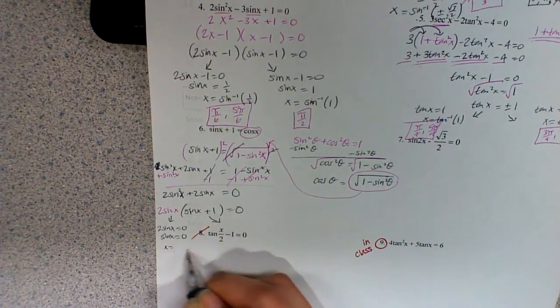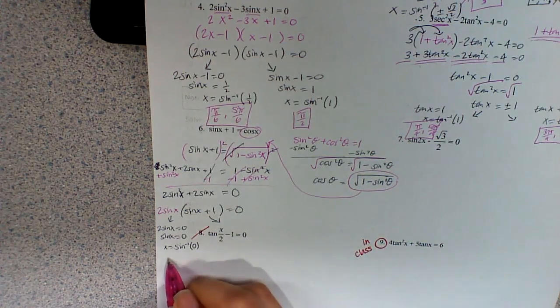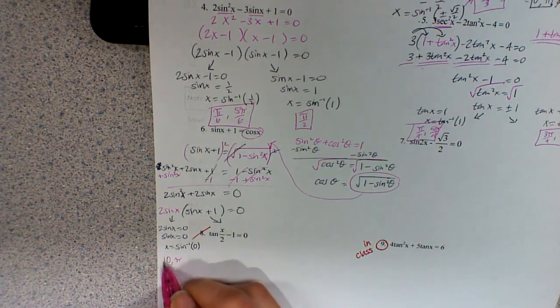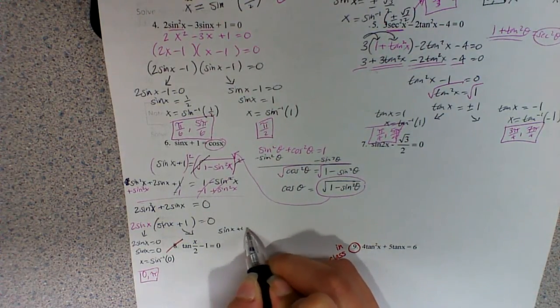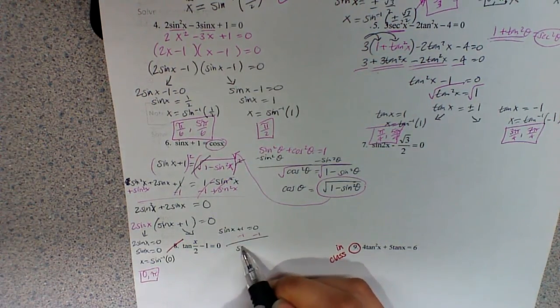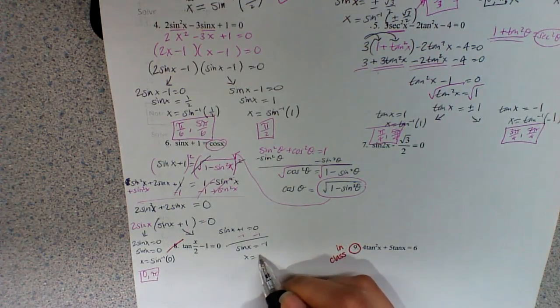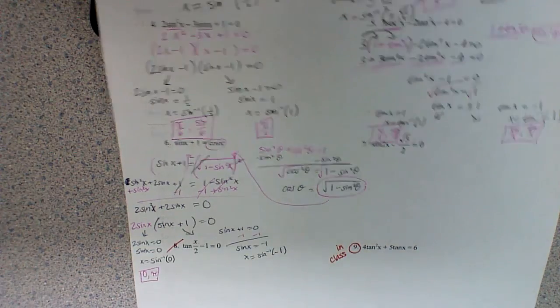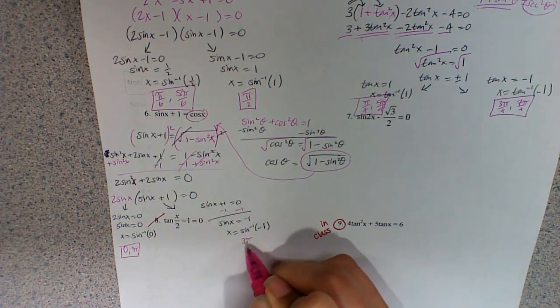Now, sine is 0, like we mentioned before, at 0 and pi only, because we still have to remain within our restrictions based on our instructions. And then my second equation will give me sine of x plus 1 equals 0. Subtract the 1. So sine of x equals negative 1. So x equals sine inverse of negative 1. And sine is negative 1 only at one location, and that is 3 pi over 2.